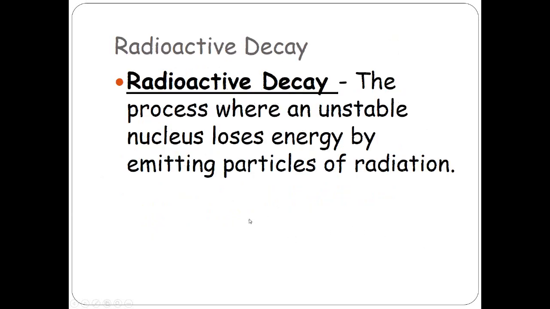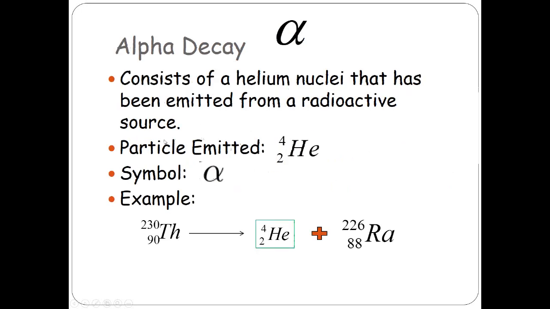So our last definition on page 12 is radioactive decay. It's simply the process where an unstable nucleus loses or emits some energy by emitting particles of radiation. And there's a couple of types of particles that you'll have to know about. The first type of particle that can be emitted is an alpha particle. So we call this type of decay alpha decay.